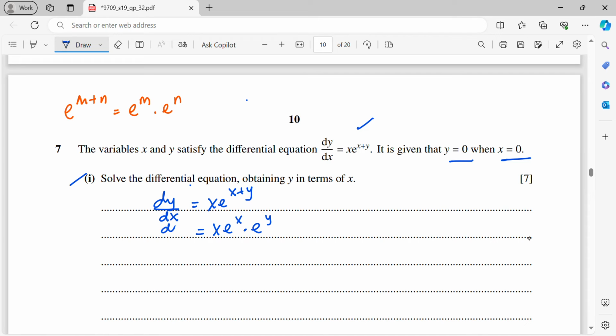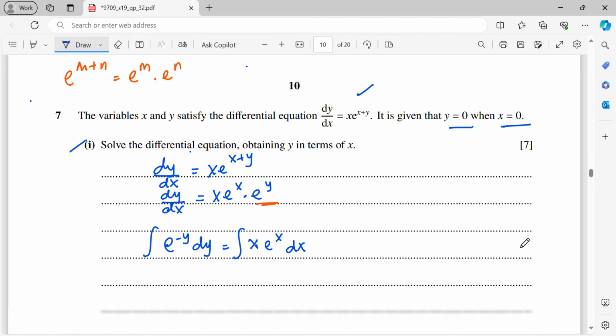Then now I can just separate the variables. Since your dy is the numerator on the left hand side, it means that all the functions of y should be on the left hand side. So this whole e^y will be moved to the left side. So when I move, I will just write e^(-y) dy. Then right hand side you have e^x dx, and at the same time integrate both sides. This is the separable variables method.